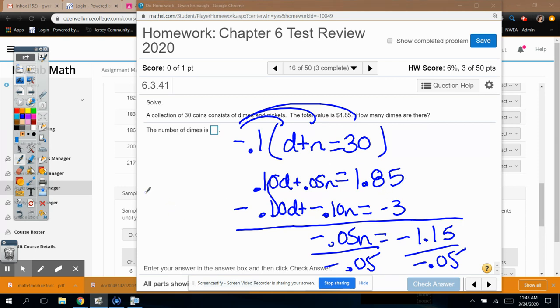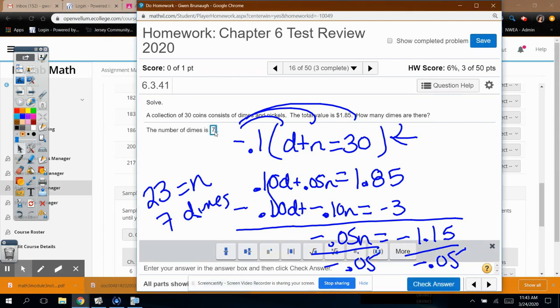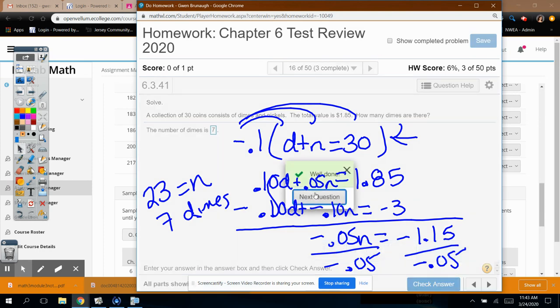Looks like 23 nickels. They don't want nickels, though. They want dimes. So let's go back to this equation. So remember, there's 30 coins total. So that means there's going to be 7 dimes. All you need to do is a total equation and the value equation. And you'll do a little bit of elimination with decimals, which might make it a little confusing, but it's not too bad.